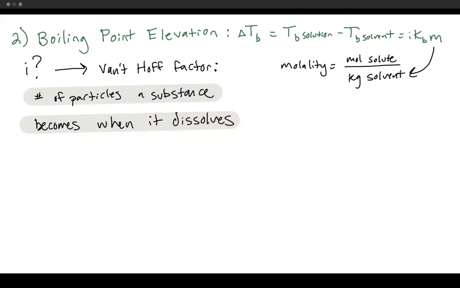So if we go back to the original example that I gave with NaCl, it dissolves into two different particles. So it would have a van 't Hoff factor of 2. If we look at another example here, potassium chloride. Potassium chloride is ionically bonded, so it splits up into a potassium ion and a chloride ion when we put it in water. The number of particles a substance becomes when it dissolves is the i value. So the i value of potassium chloride is 2.